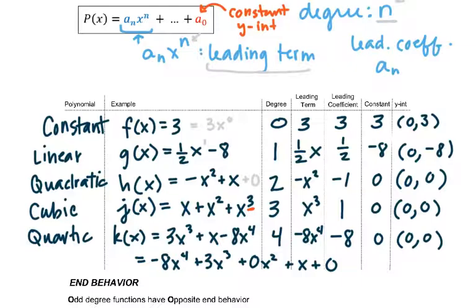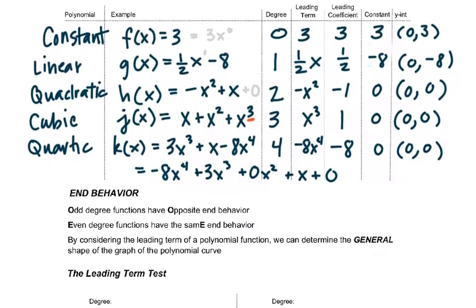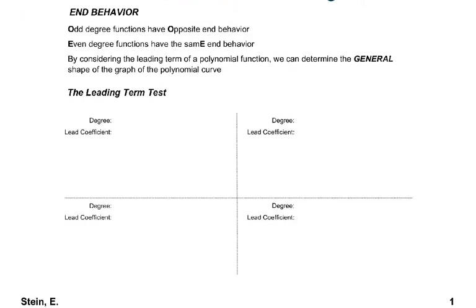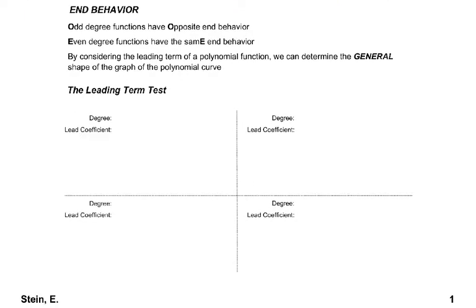And it's really important that we can determine that leading term because the leading term helps us understand end behavior. So what we know is that odd degree functions have opposite end behavior and even degree functions have the same end behavior. So odds have opposite, evens have the same. And if we consider the leading term of a polynomial, we can determine the general shape, not the exact shape, but we say, hey, we have an idea of where these ends go and what's happening to this polynomial.